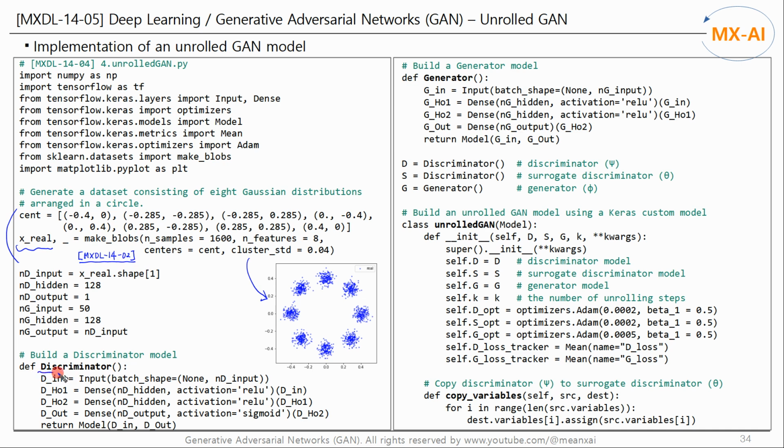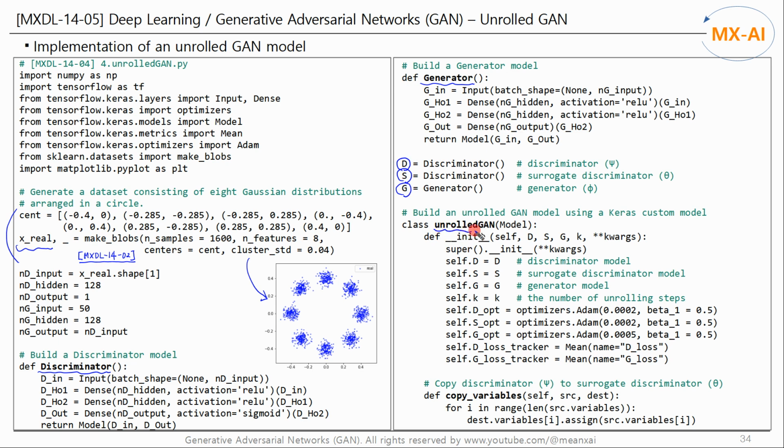Write a function that builds a discriminator model. And we write a function that builds a generator model. Create a discriminator model. Create a surrogate discriminator model to be used in the unrolling steps. And create a generator model.